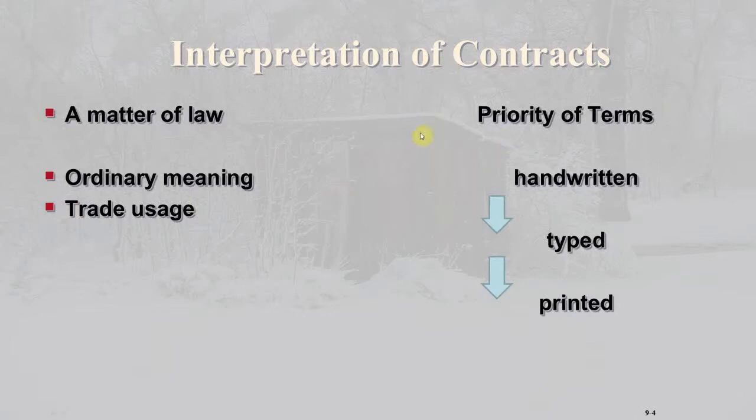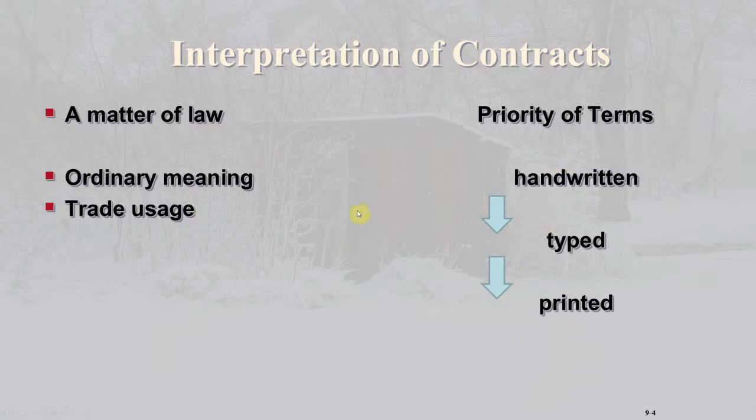Priority of terms, so top priority might be things that are handwritten. Oftentimes if we have a contract that may be printed, but there are handwritten notes on the side, we're going to look at those handwritten notes and interpret those, and especially if both parties initial those, they're going to be given some priority over the printed or the typed. Okay. Then you've got the typed stuff, and again, if you had a printed form contract, but they typed in some information, that would take priority, or you'd interpret it first, or give it a higher priority. And then lastly, the printed contract itself.